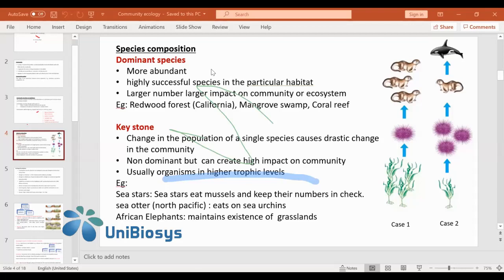The entire community will crash. So it may not be in large abundance. Okay, the number need not be very high, the number will be small, but still they have a high impact on the community.